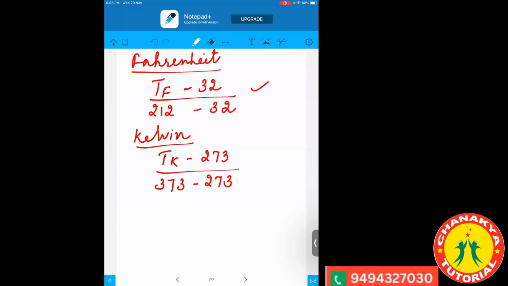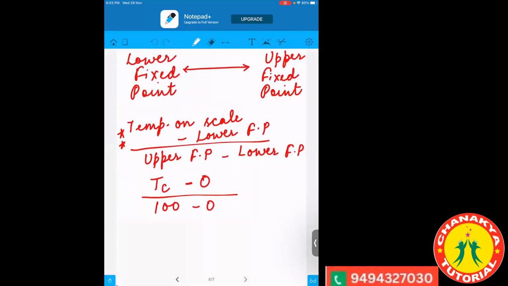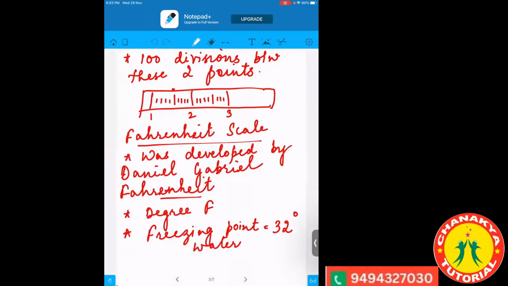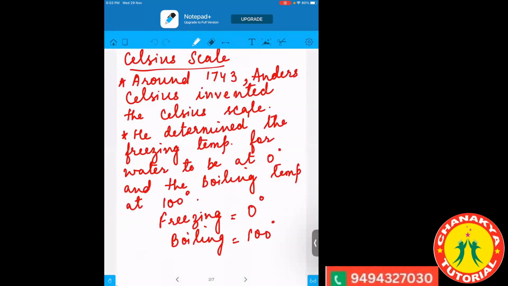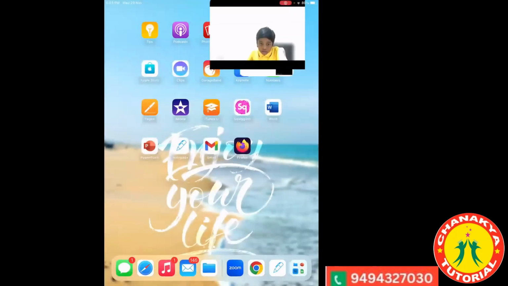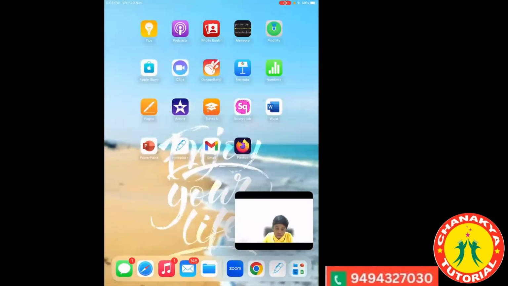Clear? So these are the formulas which will be used in your higher classes, and a few might be there in your grade 7. So these are the 3 different scales: Celsius, Fahrenheit, and Kelvin. You should know about the freezing point and boiling point. The Celsius scale was invented by Anders Celsius, and he determined the freezing temperature at 0 degrees and the boiling temperature at 100 degrees.